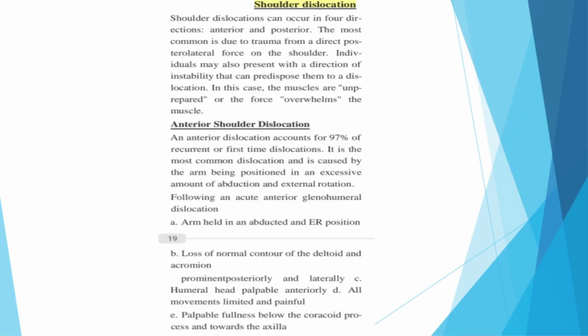In this playlist of common cases in physical therapy, the joint we will discuss is the shoulder joint and the pathology is the shoulder dislocation. Shoulder dislocation can occur in four directions, but we will discuss the anterior and the posterior.